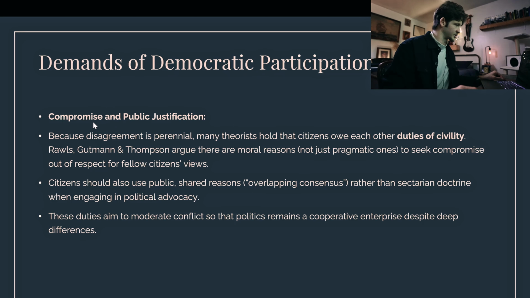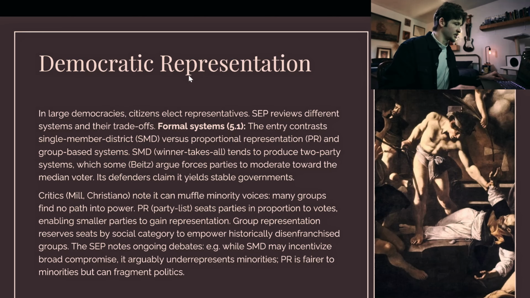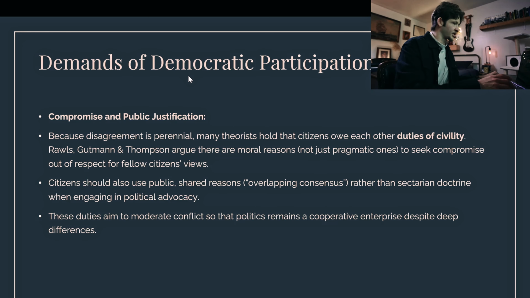Now, demands of democratic participation still. Compromise and public justification. Because disagreement is perennial, many theorists hold that citizens owe each other duties of civility. Okay. Rawls, Gutmann, and Thompson argue there are moral reasons, not just pragmatic ones, to seek compromise out of respect for fellow citizens' views. Okay, good thing. Citizens should also use public, shared reasons, overlapping consensus, rather than sectarian doctrine when engaging in political advocacy. These duties aim to moderate conflict so that politics remains a cooperative enterprise despite deep differences. Okay. Now, that is the end of democratic participation.